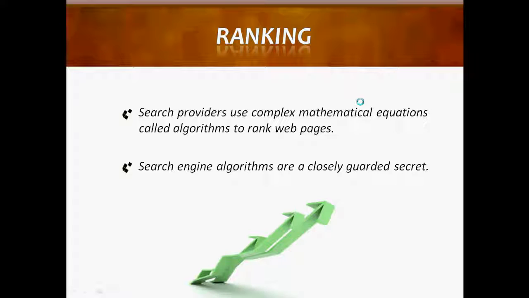Search providers use complex mathematical equations called algorithms to rank web pages. These algorithms make calculations about the relevance of words on web pages in relation to search queries, or the perceived importance and linked popularity of websites. The full set of ranking parameters is discussed in a separate module later.